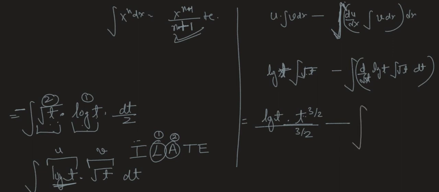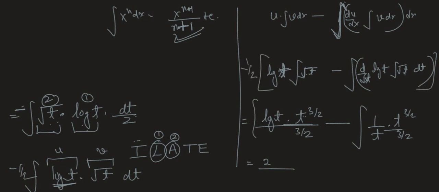The derivative of log t is 1 by t. And what is the derivative of this? t to the power 3 by 2, by 3 by 2. So let me write it: 2 by... see, this minus half is already going on, so I am not bothered. I think you understood. This is always going on, minus half, minus half. I am just trying to explain the inner part of it.